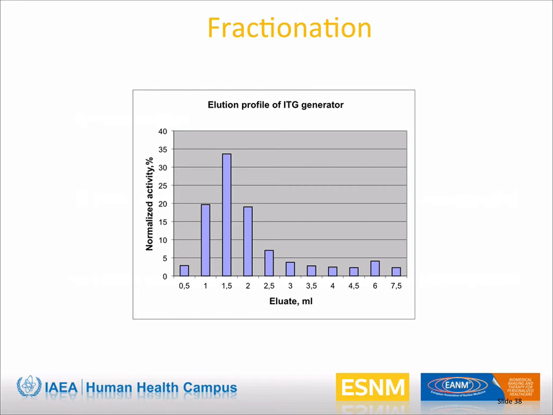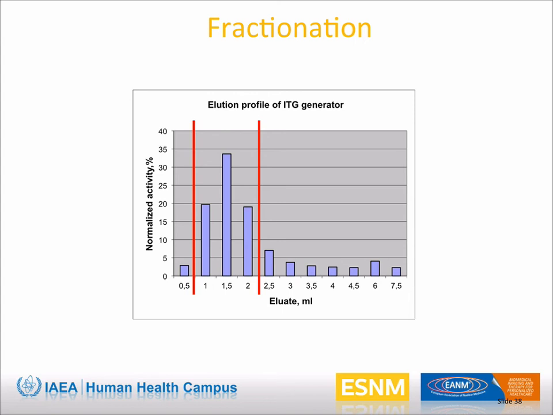So rather than taking the whole volume, we start to elute after we have discarded the first half milliliter, and then we collect the three fractions here in the middle, and then we discard the rest. So we just collect 1.5 milliliter. So only this portion is used.